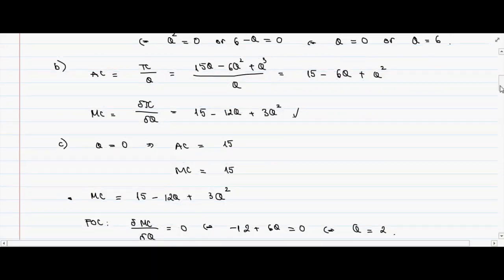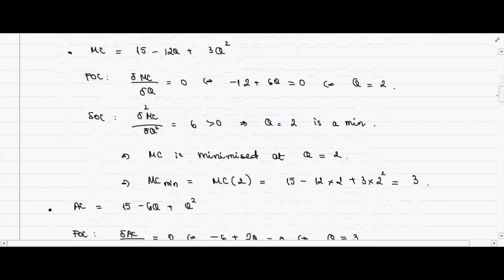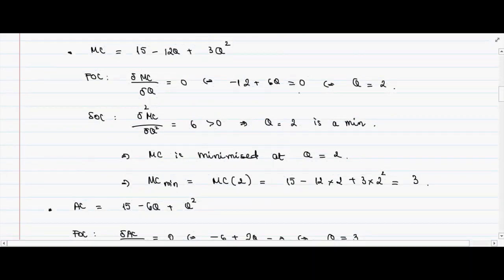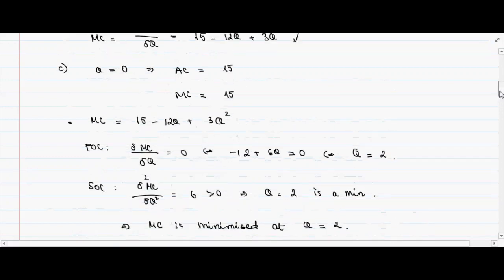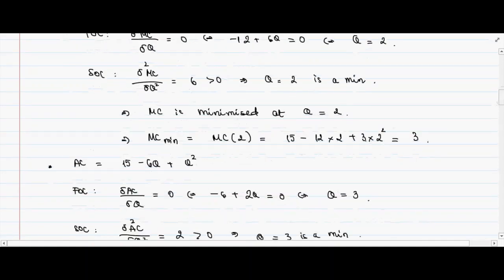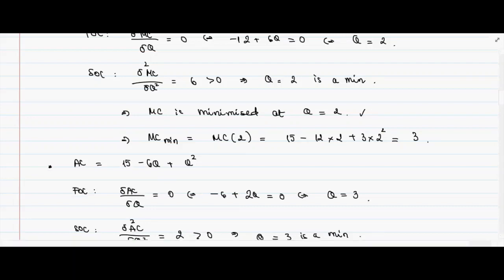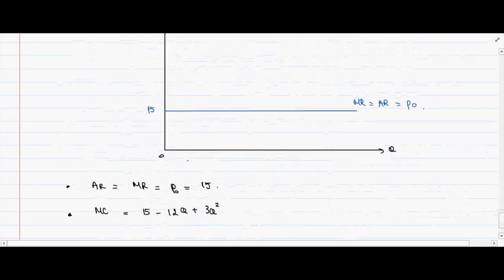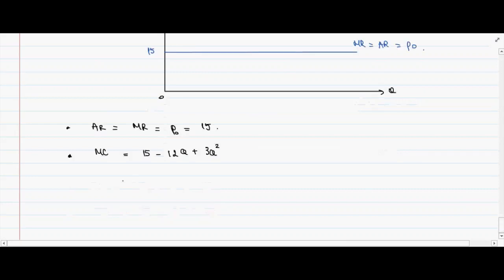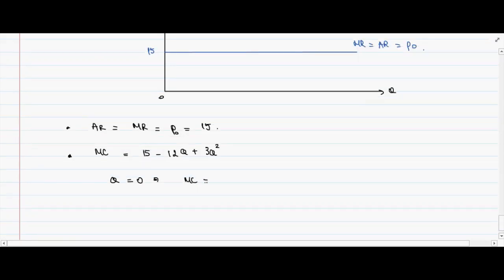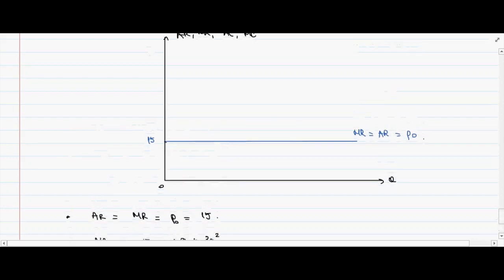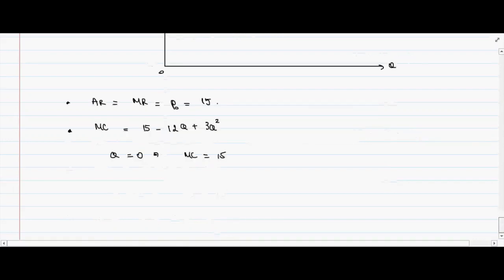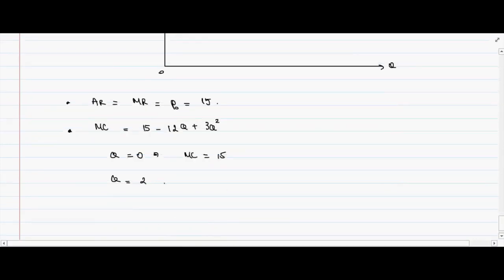We also found that at a quantity equal to 0, marginal cost is equal to 15, which is here. So that's the first point. We also found that the marginal cost is going to be minimized at a quantity equal to 2. So at quantity equal to 0, marginal cost equals 15, and that is going to be the point over here. This point is on the marginal cost, and at quantity equal to 2, marginal cost is minimized.